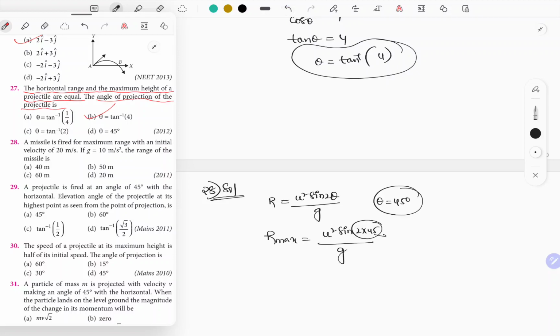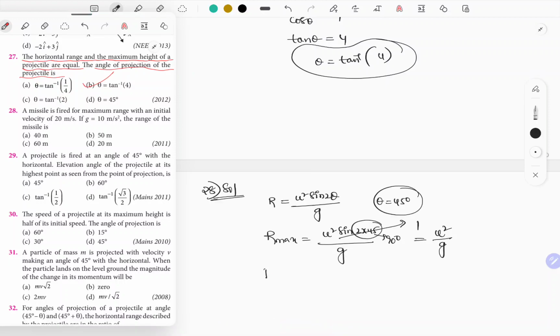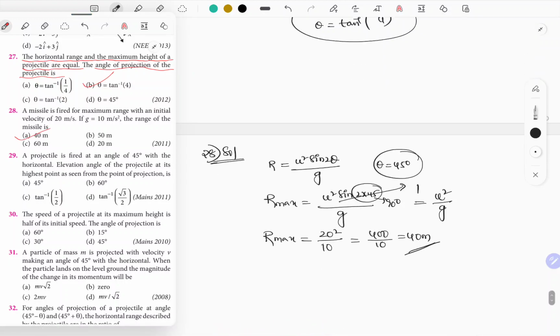So 2 into 45 is going to be 90 degrees. So sine 90 will be equal to 1. So the maximum value of range is going to be u square by g. The velocity with which the object is projected or fired is 20 meter per second. Then R maximum is equal to 20 square divided by the value of acceleration due to gravity, 10. So it is going to be 400 by 10, and it is equal to 40 meter. Which option? Option A is correct.